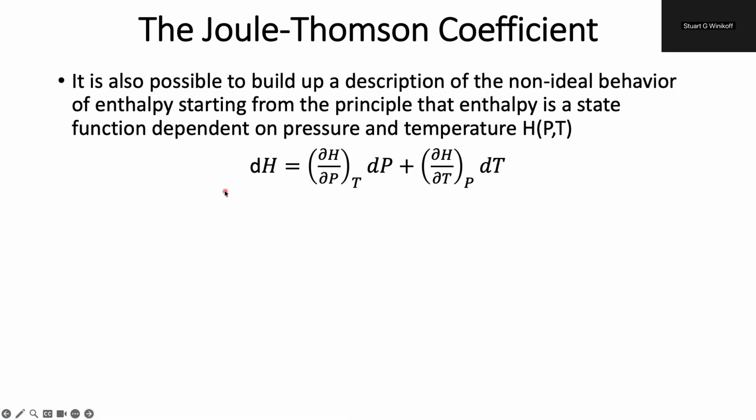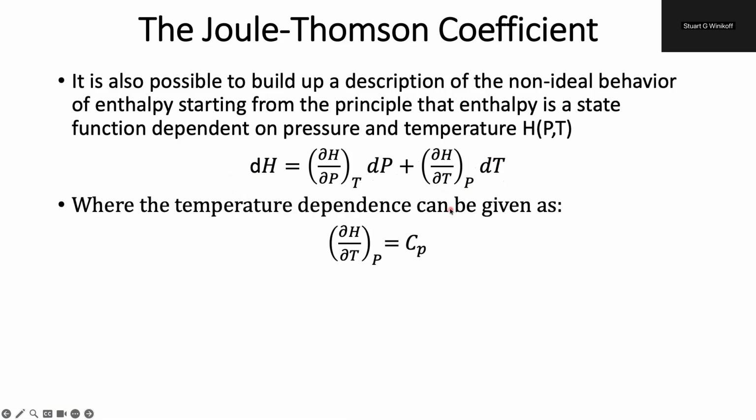Now, doing this, we can just take the series of partial derivatives to show that the change in enthalpy can be based on changes in pressure and temperature. Now, this leads us to having two prefactors. The isothermal change in enthalpy with pressure, and the isobaric change in enthalpy with temperature. Well, it turns out this second term should look fairly familiar because it's the isochoric heat capacity.